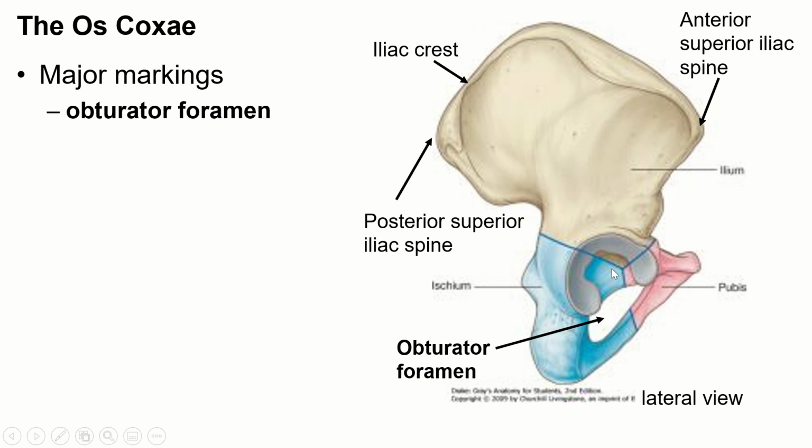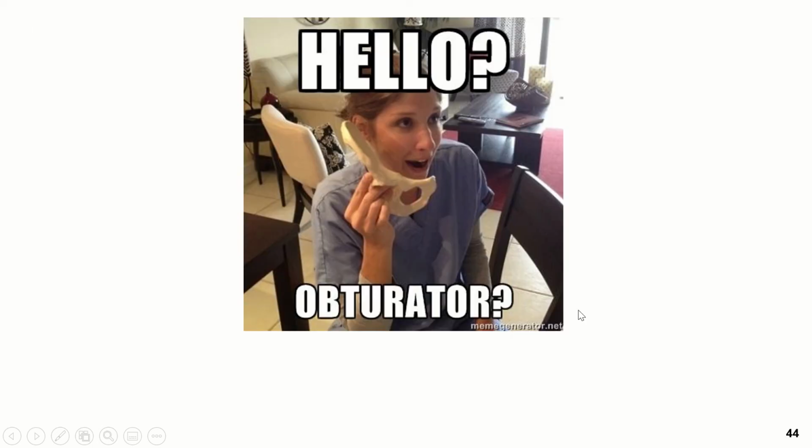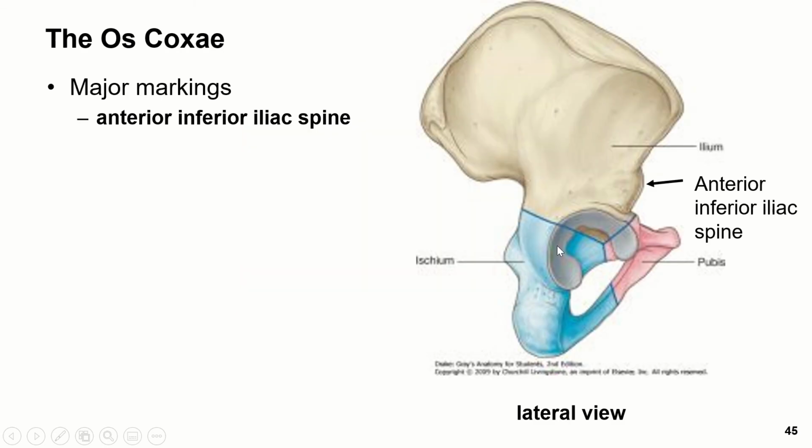All right, the big hole in the os coxal bone is the obturator foramen. Obturator may be kind of hard to remember, but you can just remember, hello, obturator. This cracks me up every time. All right, and then as suggested, we have an anterior inferior iliac spine. So the way to find it is go across the iliac crest. You find the anterior superior iliac spine. There's a small indentation, and the next little angle is the anterior inferior iliac spine. Same thing on the back of the bone.